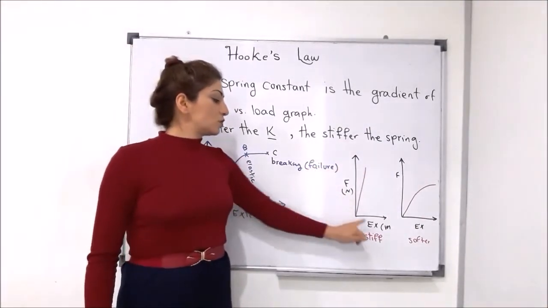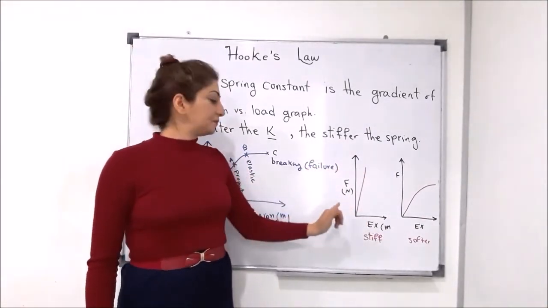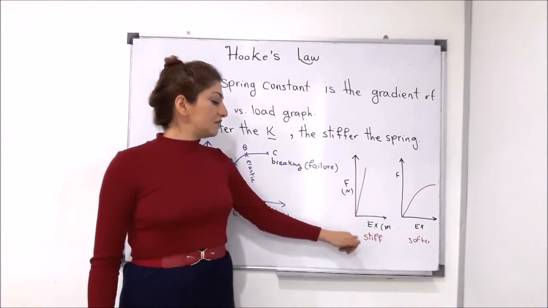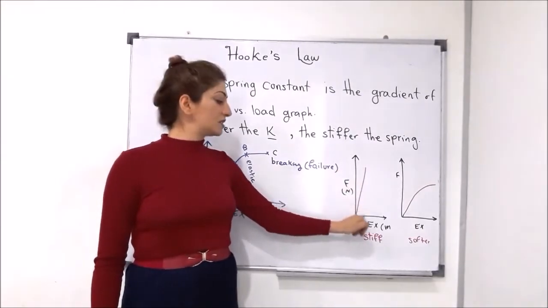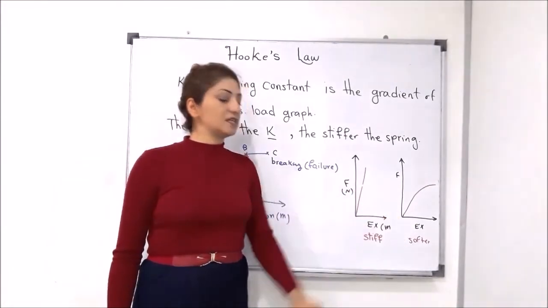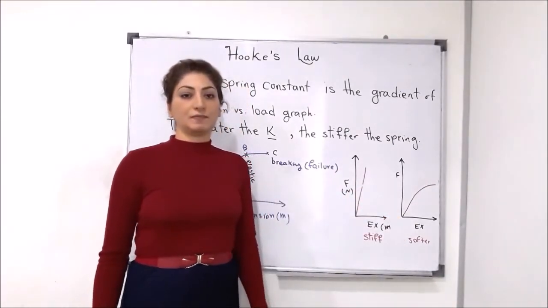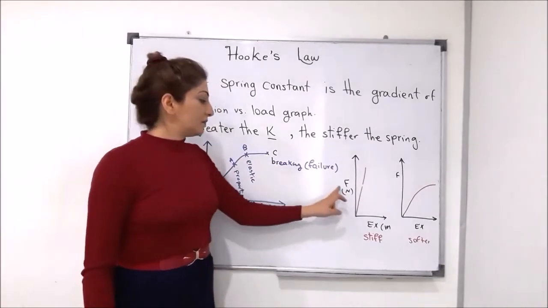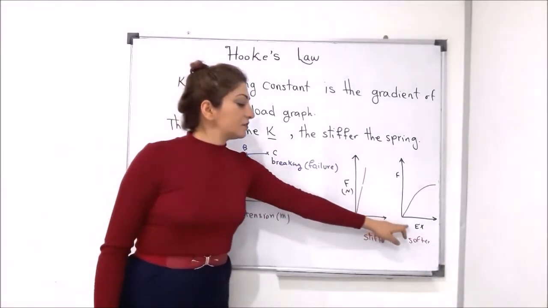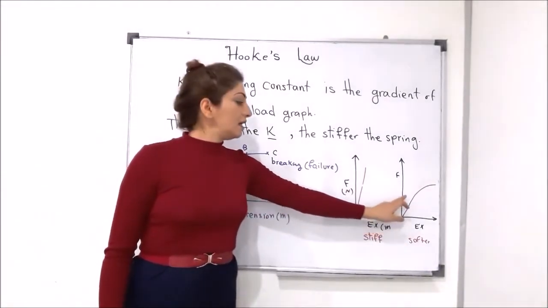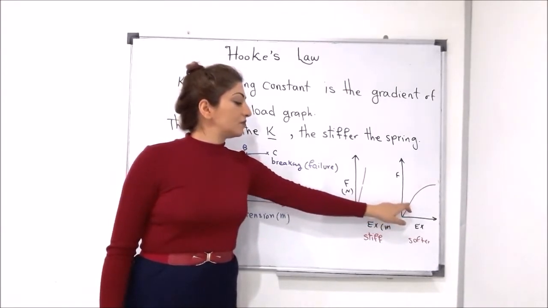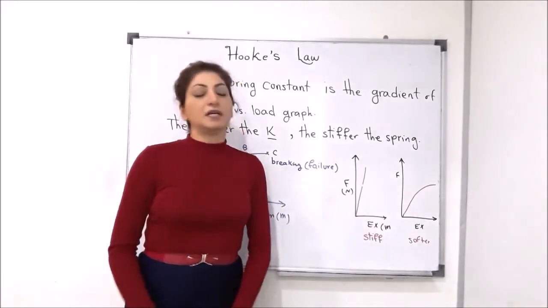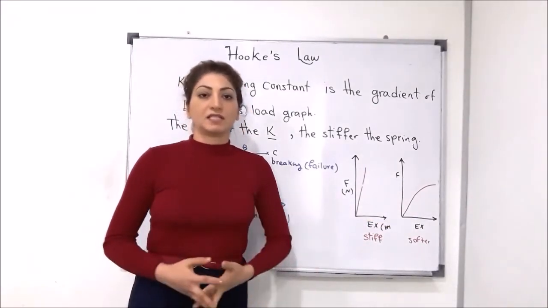This is force over extension. You see, in a stiff material, you need to apply a lot of force to get the same extension as the softer object here. But in a softer spring, by applying a small amount of force, you can get a very great extension.